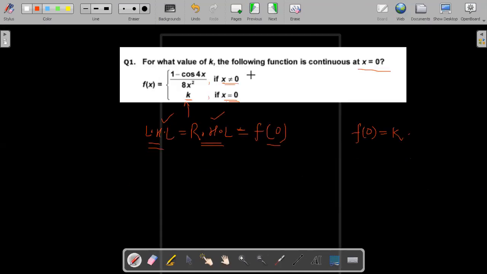You can ask me where we find LHL and for what range of x we will find RHL, because for x not equal to 0 the expression is the same. So yes, for LHL and RHL we will use the same expression. At x equals 0 you are having a certain value, but on the right side of 0 and on the left side of 0 you are having this particular expression.